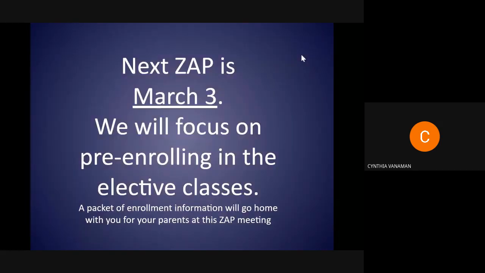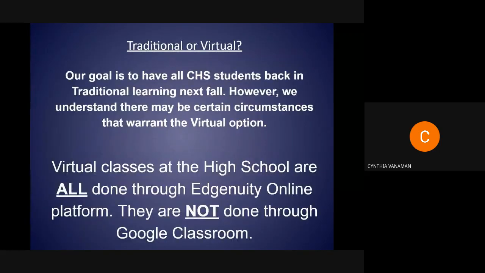Traditional or virtual? So our goal next year is to have all Claremore High School students back in traditional learning in the fall. However, we do understand that there may be certain circumstances that warrant the virtual option. The virtual option will still be available, but we want you to carefully consider that.